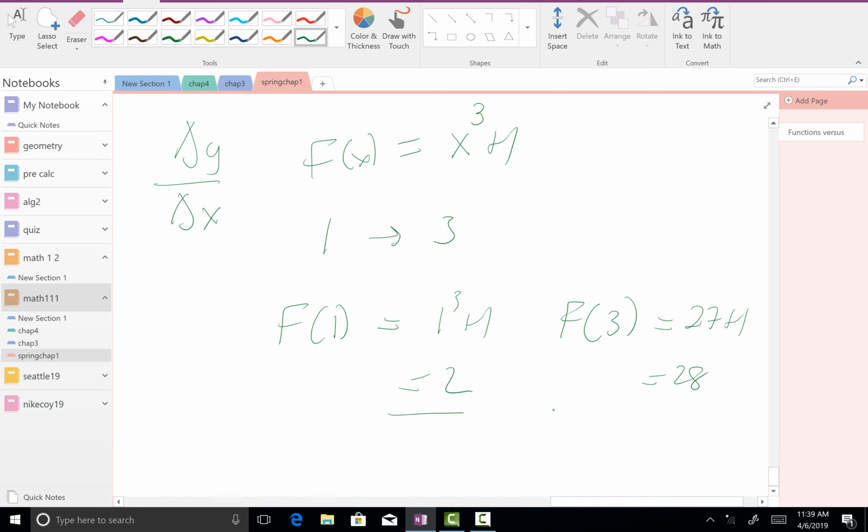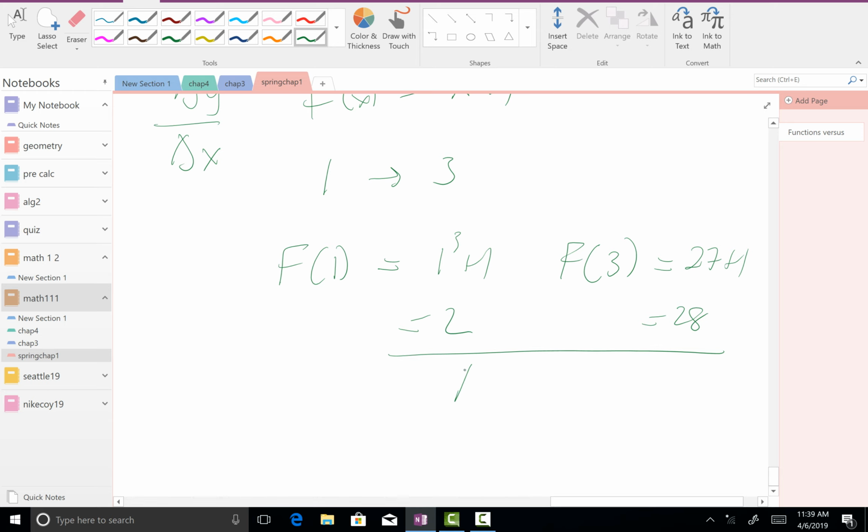So my rate of change is going to be the change in y over the change in x, which would be 26, because that difference is 26 over this difference, which is 2, which is 13, okay? So that's what the rate of change is in that. And they mention it in here.